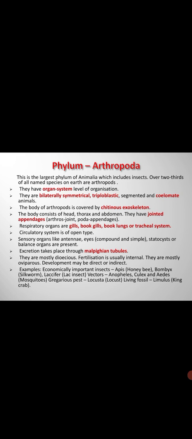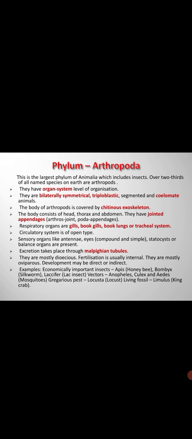The body of arthropod is very important. It is covered by a chitinous exoskeleton. And one more important character of arthropods is that they have jointed appendages. Arthros means joint and poda is nothing but appendages. So jointed appendages are present in the members of the phylum Arthropoda. Here the body consists of head, thorax, and abdomen. Respiratory organs are gills, book gills, book lungs, or tracheal system.